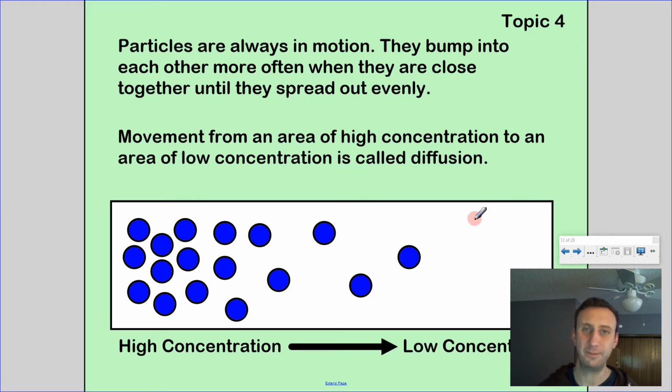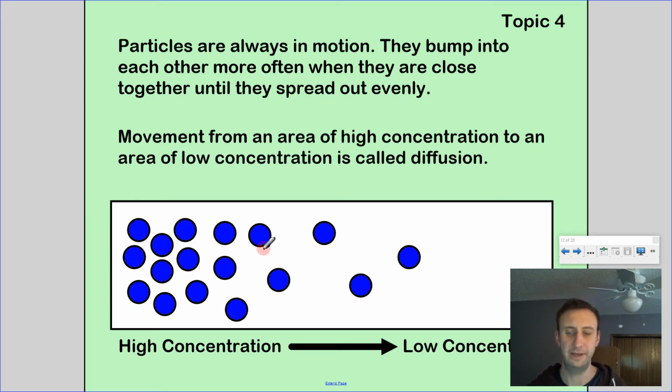So if I have something that is more concentrated in one area than another area, it's going to start spreading out through collisions of particles until it's even everywhere. This diagram does a really good job of showing this, and we're going to talk about concentration in a second. But really what concentration is, is just the amount of stuff I have per unit of area.